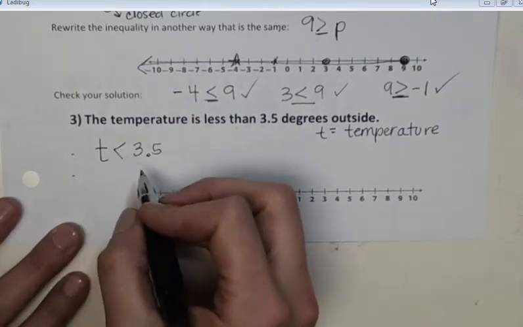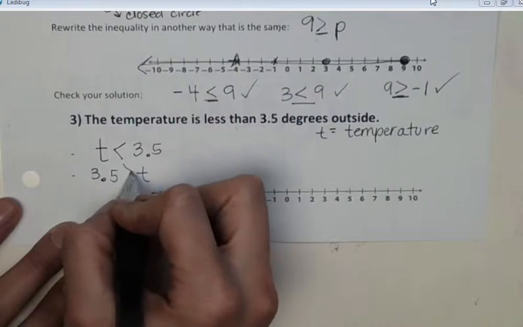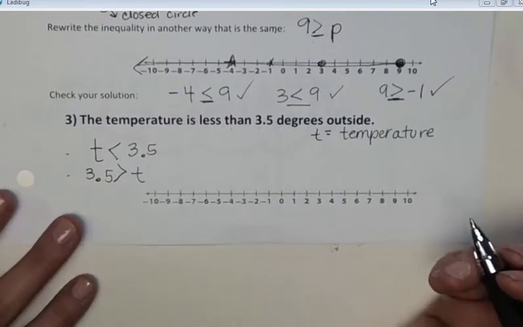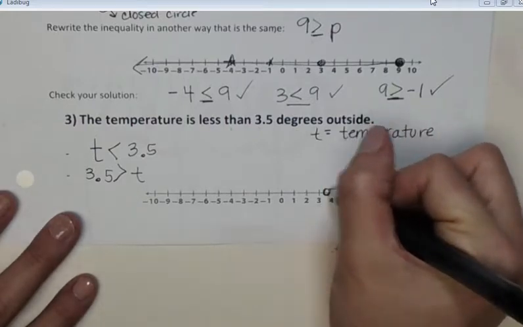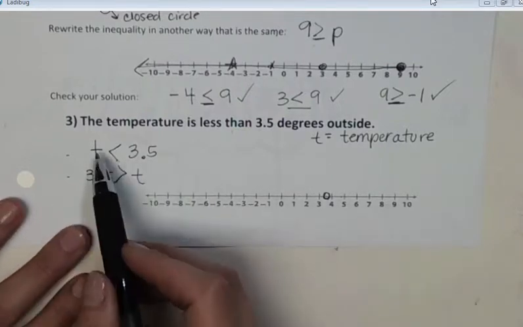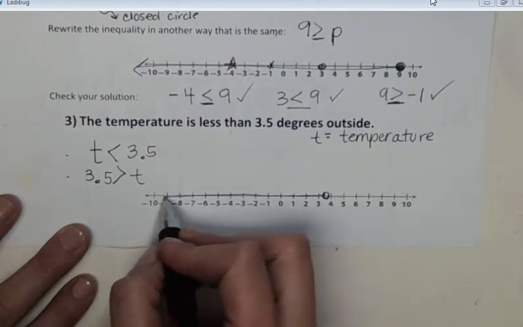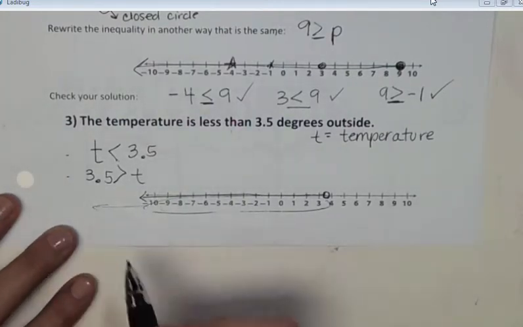Okay, the other thing I can do is switch the position here. That means I will flip my sign, so 3.5 is greater than the temperature. So find where your 3.5 would be. Here's 3.5. Decide whether it's a closed or open circle. It's open because there's no equal to sign, and we need all the values that are less than that. So that means the ones on the left. All of these plus more could be solutions.